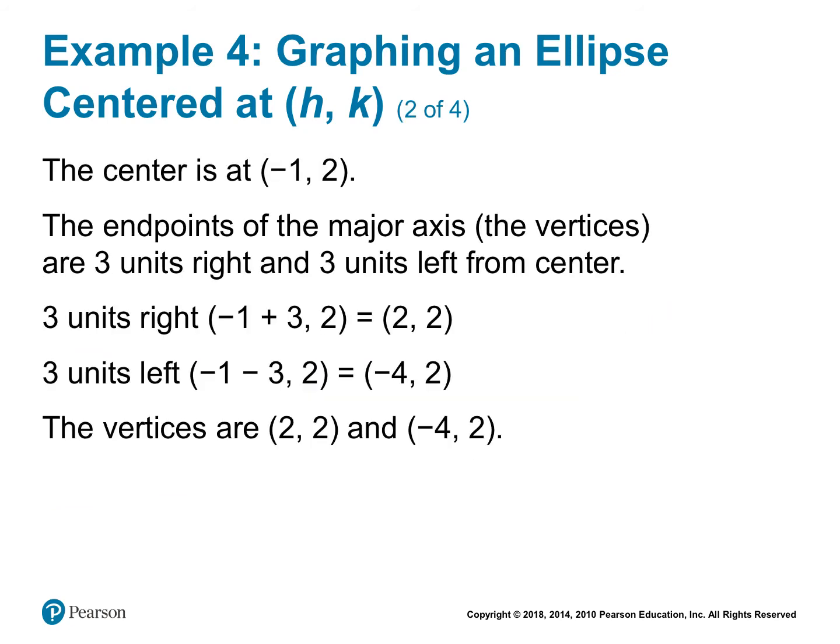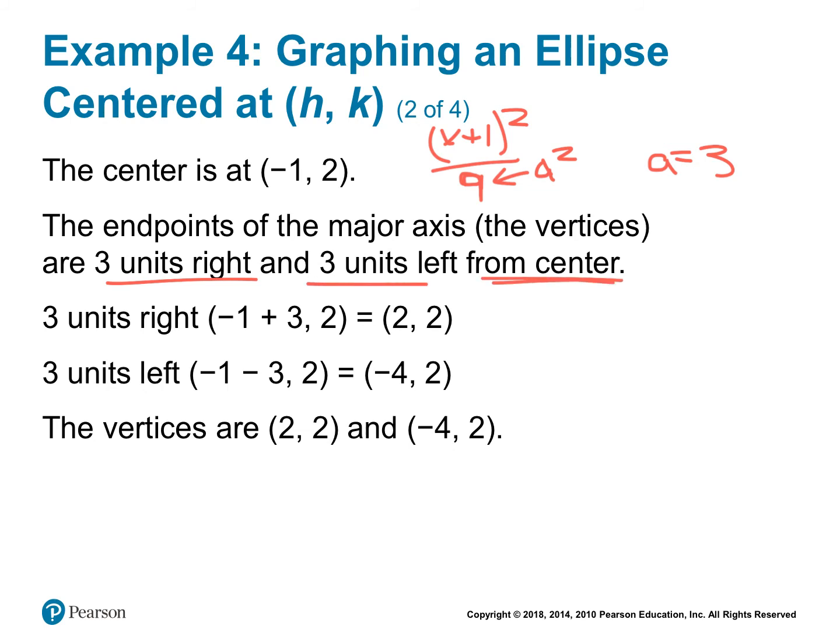Okay, so again, we know the center. The endpoints of the major axis are the vertices, and they are 3 units right and 3 units left from the center. And we know that because we had (x plus 1) squared over 9, and we said that it was going to be horizontal. So this is the a squared is 9, so just the a is 3. So we have to go from the center and go 3 units right and 3 units left from that coordinate.